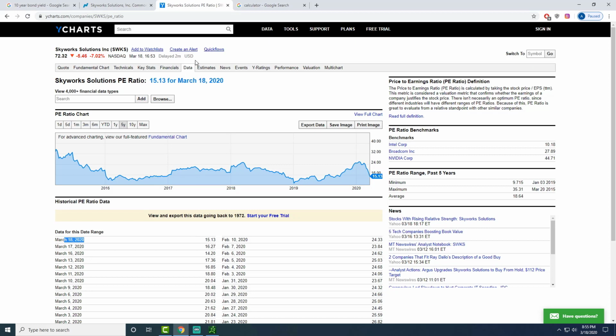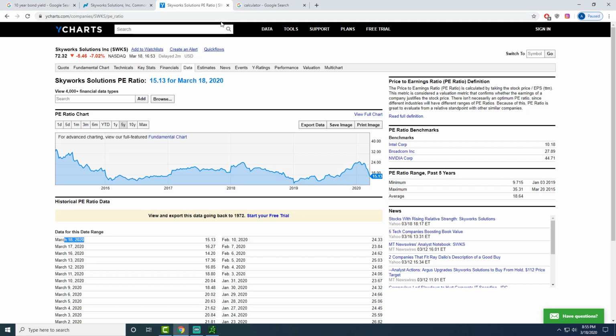Okay, so now we have our three numbers. We have our EPS, which is 1.50. We have our PE ratio, which is 15.13, and then we have our 10-year bond yield, which is at that abysmal level of 1.02%. So we're not really playing with a whole lot of fire here.